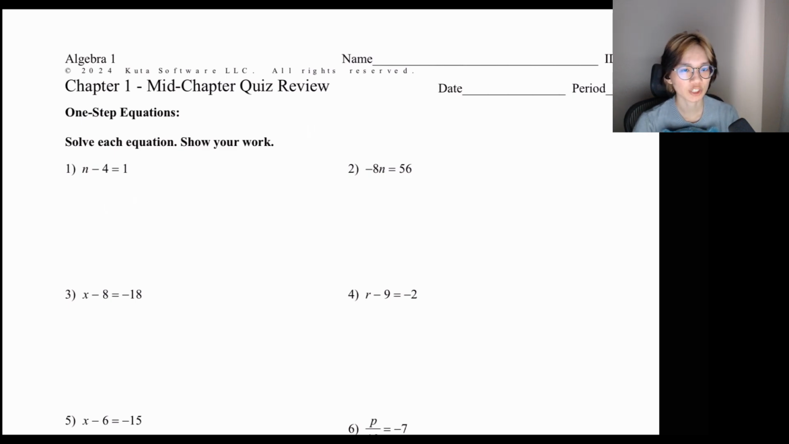Alright, Algebra 1, Chapter 1, Mid-Chapter Quiz Review. This is just a quiz going over one-step equations and two-step or multi-step equations.